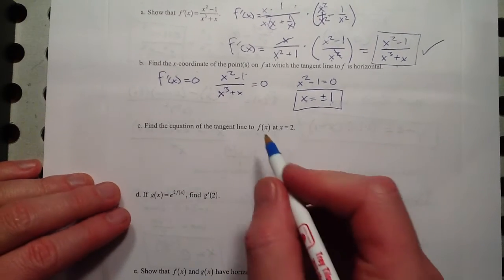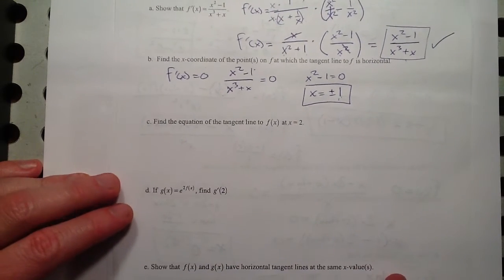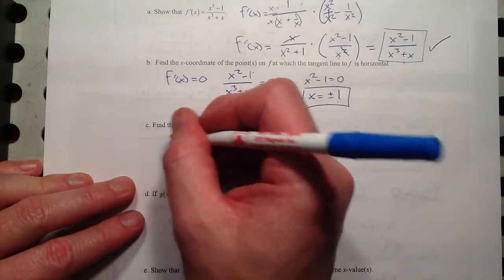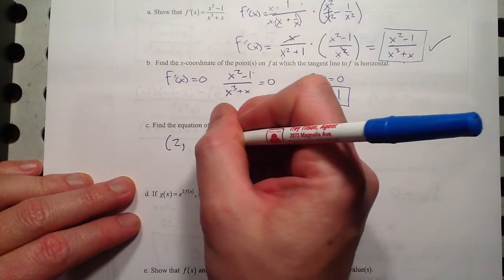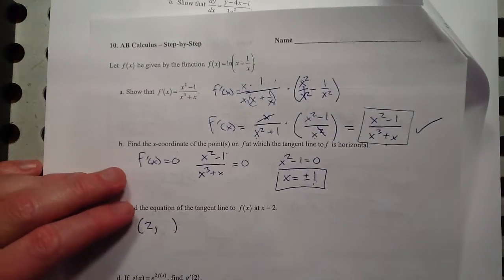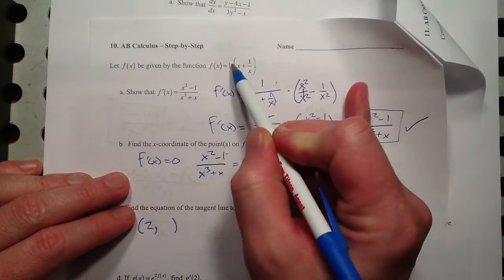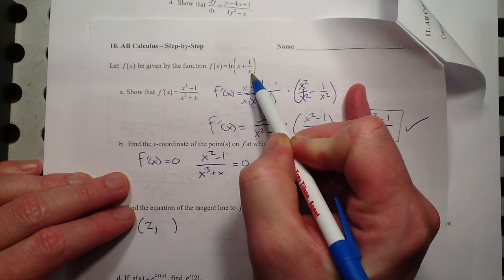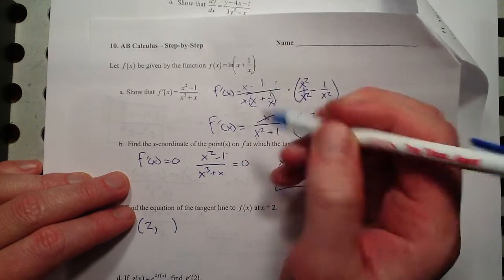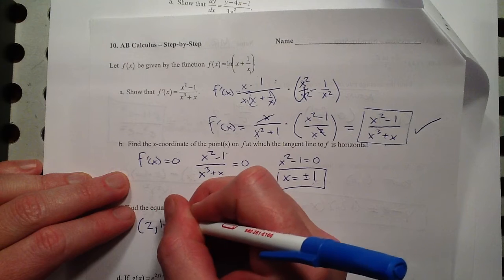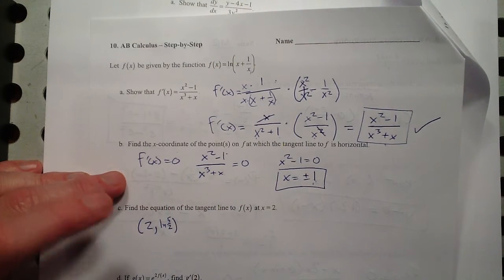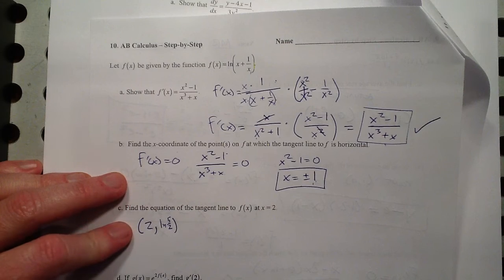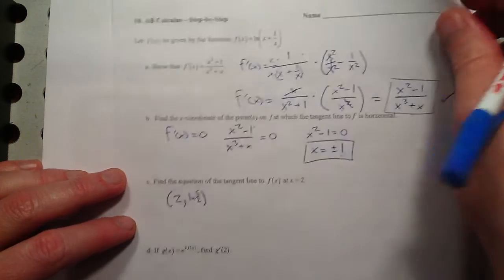Find the equation of the tangent line to f of x at x equals 2. To do that, I need a point and a slope. The point would be 2, comma, whatever I get when I plug 2 in here. So it would be the natural log of 2 plus 1/2, or the natural log of 2.5, or the natural log of, I think we prefer improper fractions. And that's our point, 2 comma natural log of 5/2.